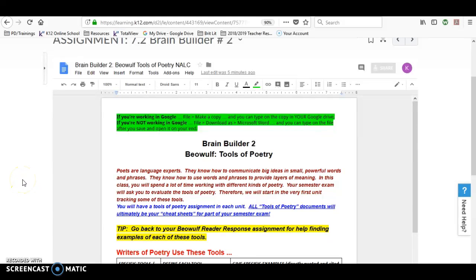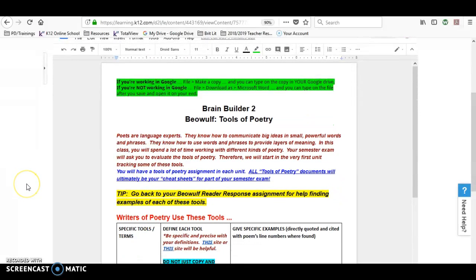Our assignment explanation for assignment 7.2, Brain Builder number 2. Okay, so poets are language experts and they know how to communicate big ideas with small, powerful words and phrases, which is why you have to read a poem more than once to truly understand what it means. Poets know how to use words and phrases to provide those layers of meaning.